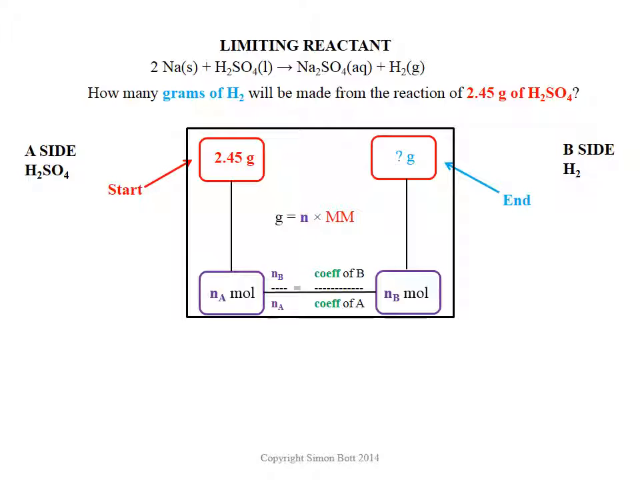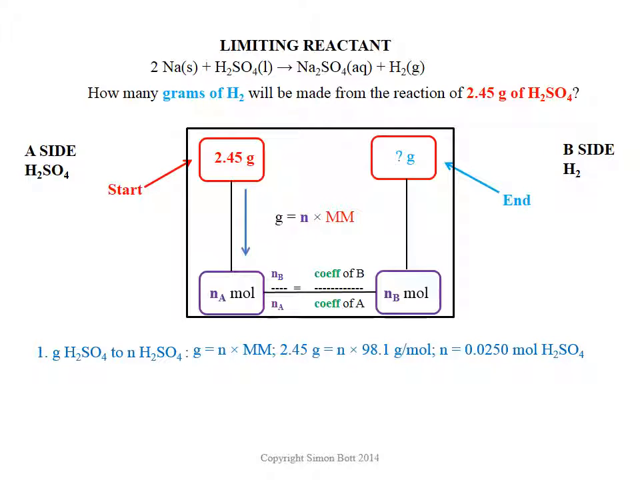So again, 2.45 grams H2SO4, unknown number of grams of H2. Same process, so I'm going to go through this quickly. Remember, the nice thing with PowerPoints is you can pause, go back and so forth. But we have 2.45 grams of H2SO4. First step, going to moles, so grams to moles. Grams is moles times molar mass. Plug in 2.45 grams, molar mass of H2SO4, 98.1. We get 0.0250 moles of H2SO4.